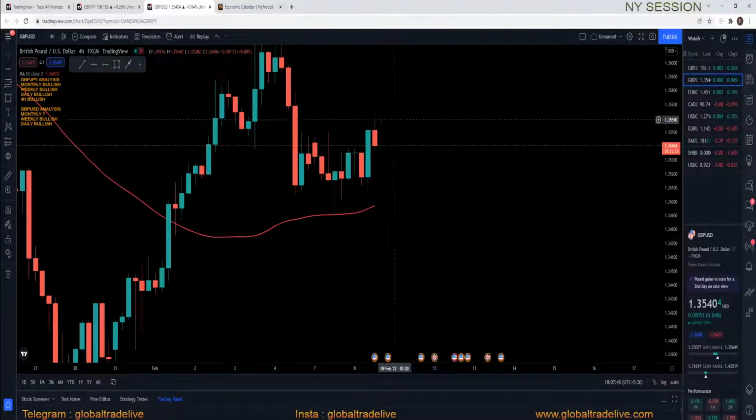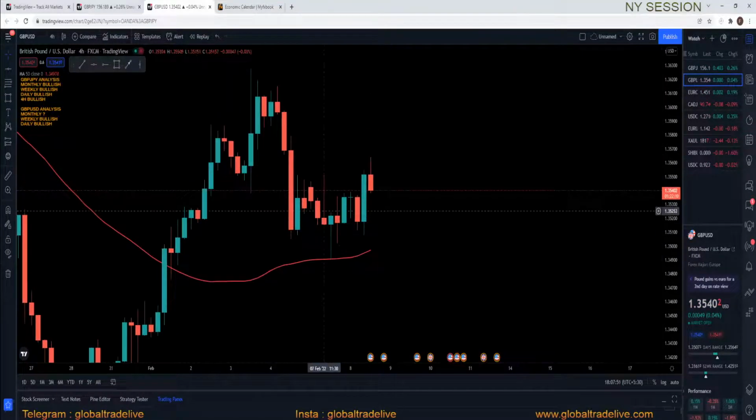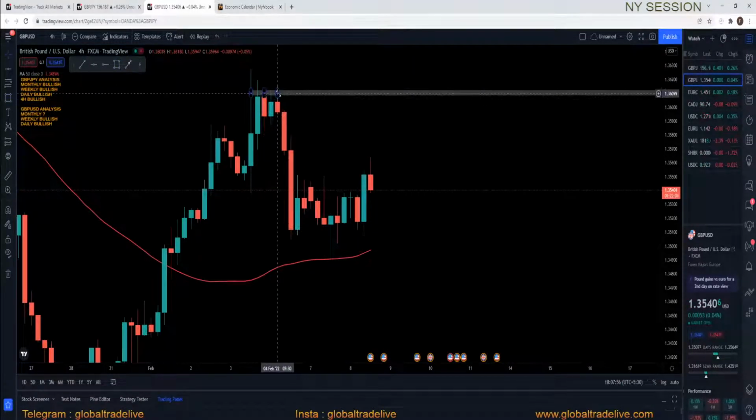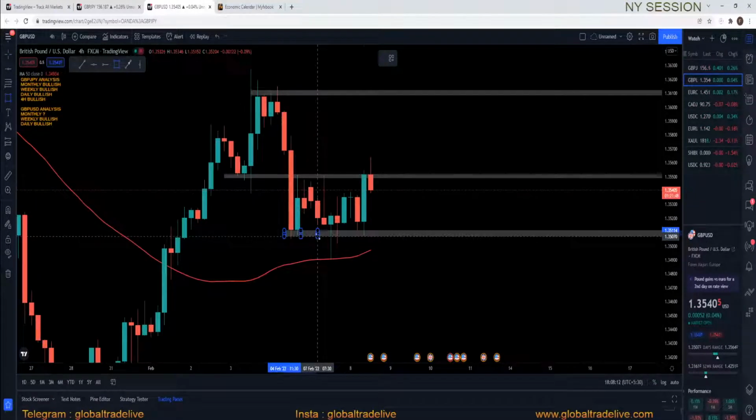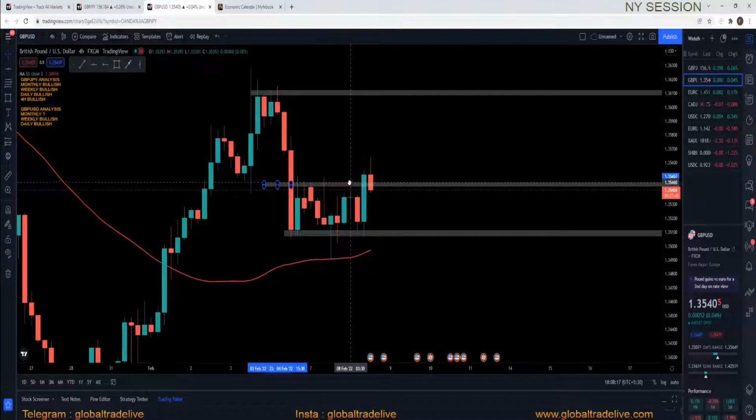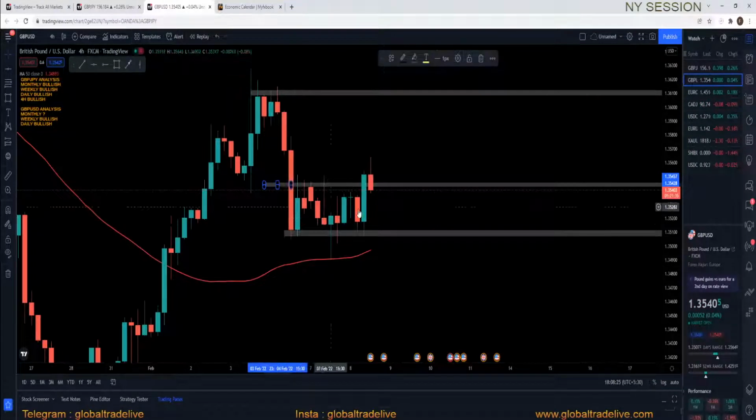Okay, so let's just talk about the 4-hour, right? The 4-hour created this high over here. It went down, it broke this area. It tested that area multiple times, then it finally created a support over here. So this becomes our range. Now if we adjust these levels over here, then yeah, this is a range for me, right? So the market is ranging right now.